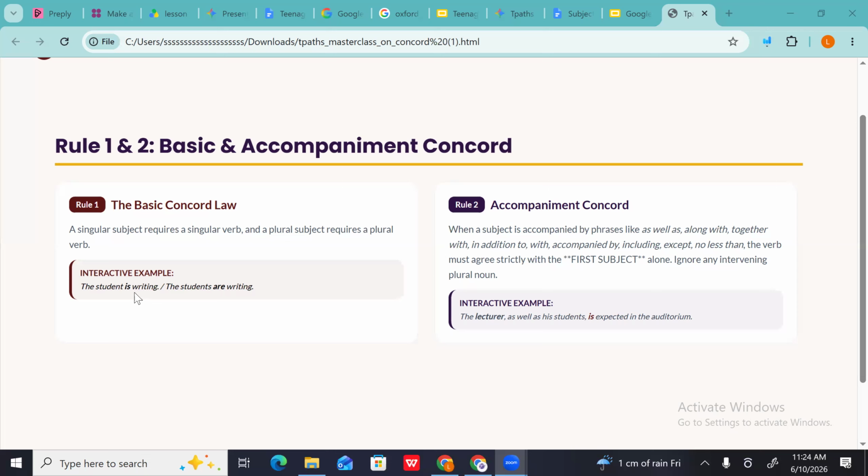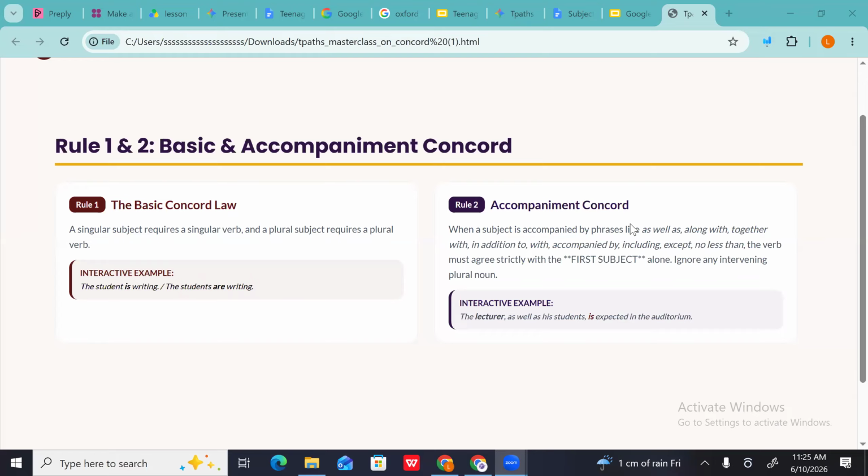The verb is writing. So "the student is writing" is correct. This is a very good rule of concord. It satisfies it. The second one, "the students are writing." The students here is plural. That would automatically attract what? A plural verb, which is "are."